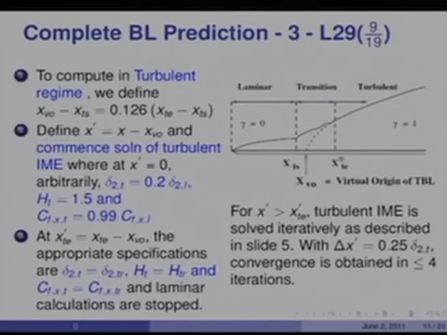Now, in order that the number of iterations required is small, typical advice for the step size is that delta x here should be taken as 1/4 of the momentum thickness at the previous step in the boundary layer. So, it is taken as 1/4 of the momentum thickness and usually convergence is obtained in less than 4 iterations per step. So, very elegant and very fast computation can be performed using this method right from laminar through transition to turbulent boundary layers.